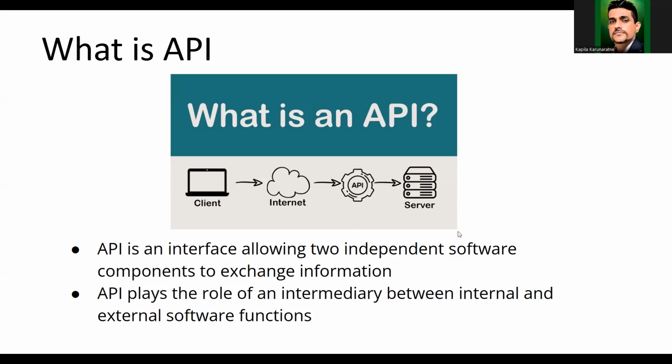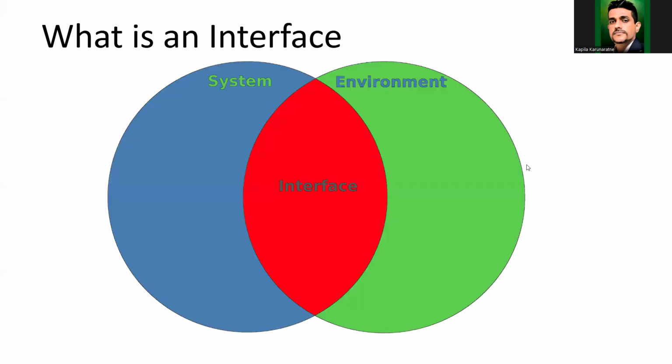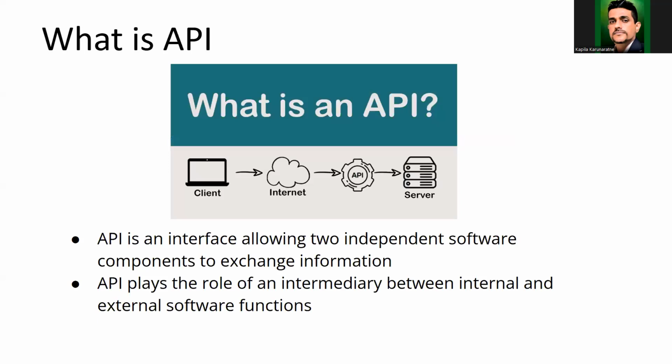API is a kind of interface. As I previously mentioned, let me reiterate: an interface is a communication channel between a system and its environment. In this case, the system and environment are the server and client, which communicate via the internet through an API, through an interface. So any application that we develop today will have server and client environments, and they will communicate via an API, or interfaces.